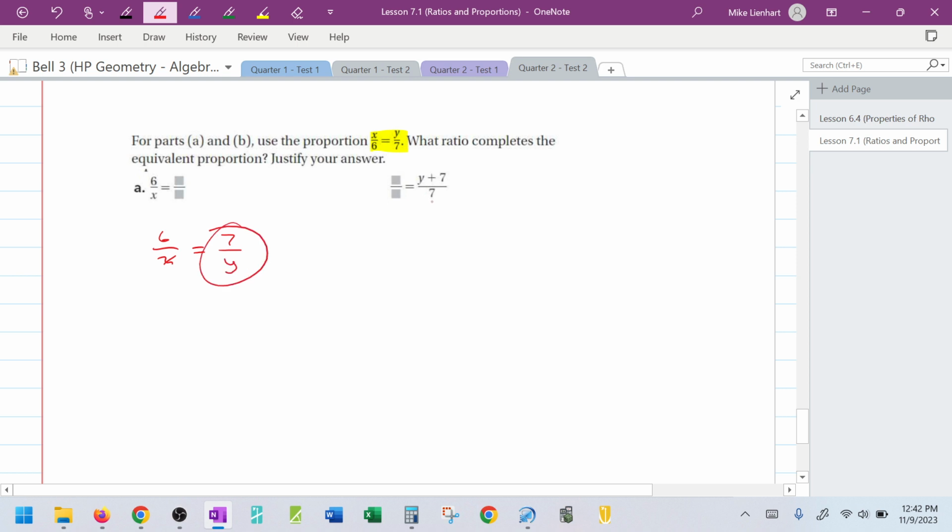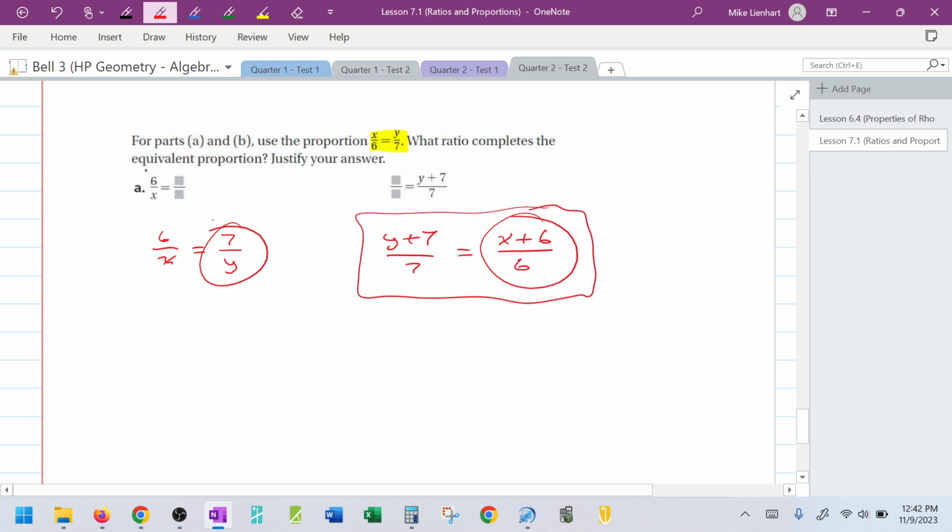Now this last one, a little bit different. Okay? I'm going to rewrite it as y plus 7 over 7. If I look at the y and the 7, I notice what they really did was they added the bottom to the top and rewrote the bottom. So I'm going to add the 6 to the x, x plus 6 over this x. And that is the equivalent proportion. This whole thing together is the equivalent proportion.